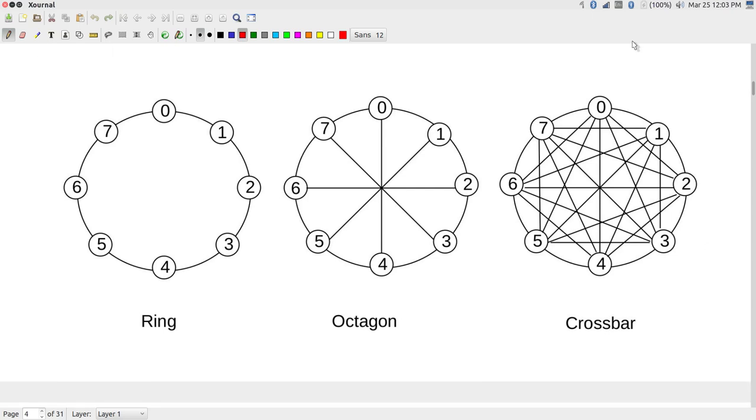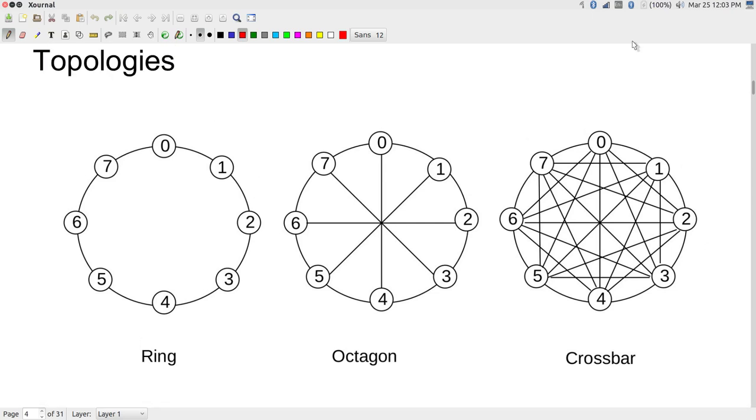Another way of looking at the topologies could be like this. One common topology is when you have a large number of computational elements just connected together in a ring, right? The octagon is one which tries to provide sort of shortcut connections between things that are otherwise far apart and therefore reduce the maximum distance that data might need to flow.